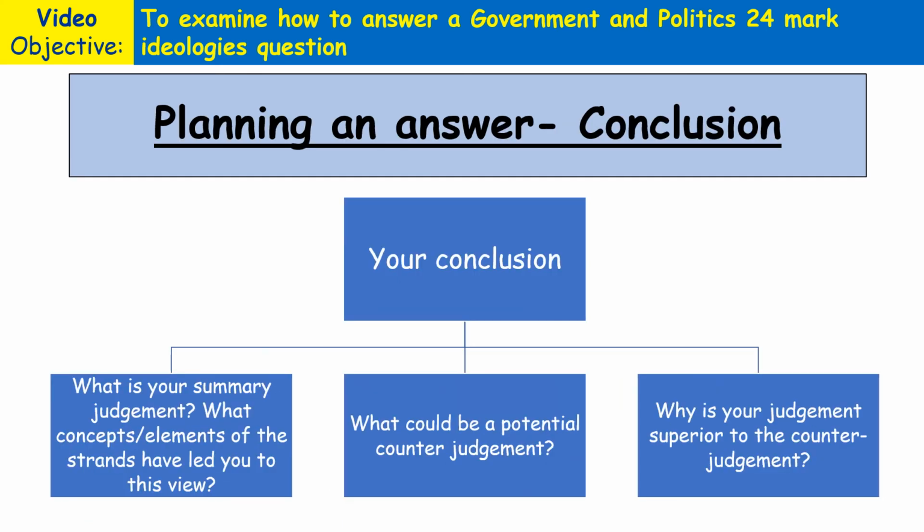Finally, we've got the conclusion, and you need to consider the following when you're writing the conclusion. So what is your summary judgment? What's your overall judgment? What concepts or elements of the strands have led you to this view?